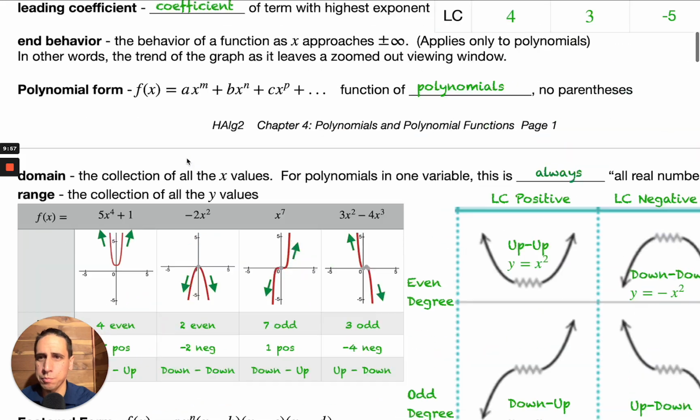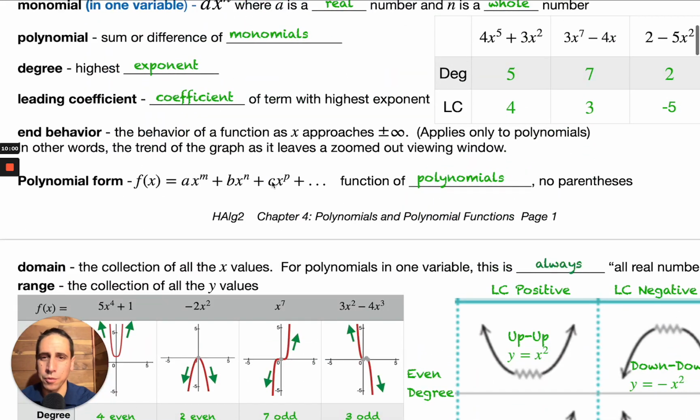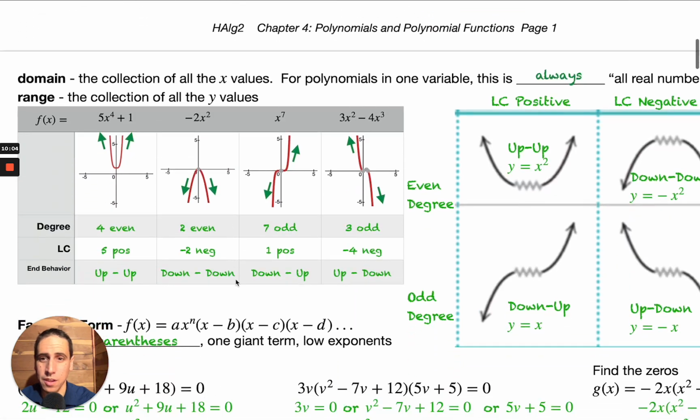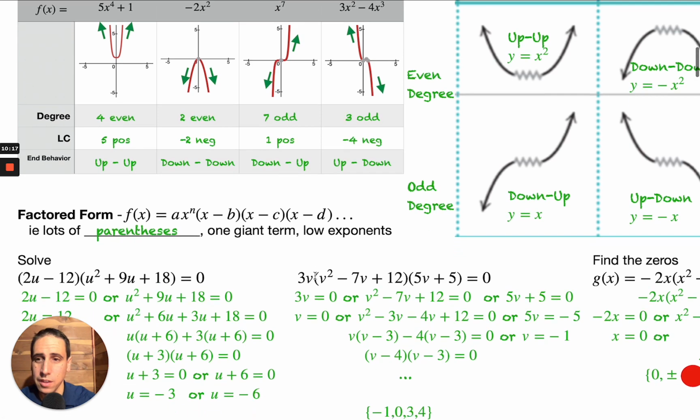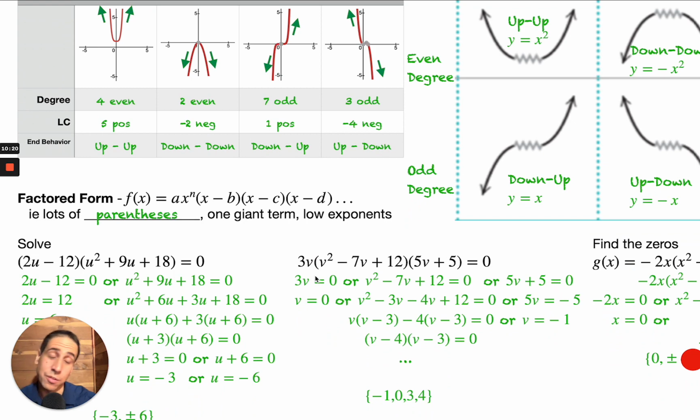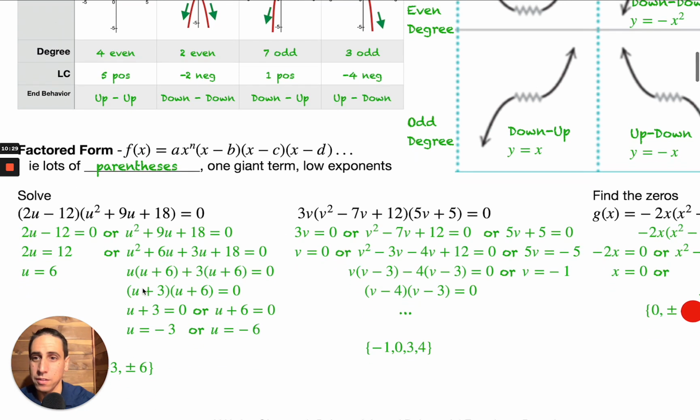In the previous page we had polynomial form, and that's just all the polynomials being added there. There's no parentheses. The exact opposite of that is going to be factored form. You can see everything is factored. Lots of parentheses and one giant term, very low exponents. Ideally, the exponent inside each of these is 1 because they're easy to solve. And if you want to find solutions, or x-intercepts, or zeros of a function, then factored form is definitely the way to go. And so converting it completely to factored form is the best.